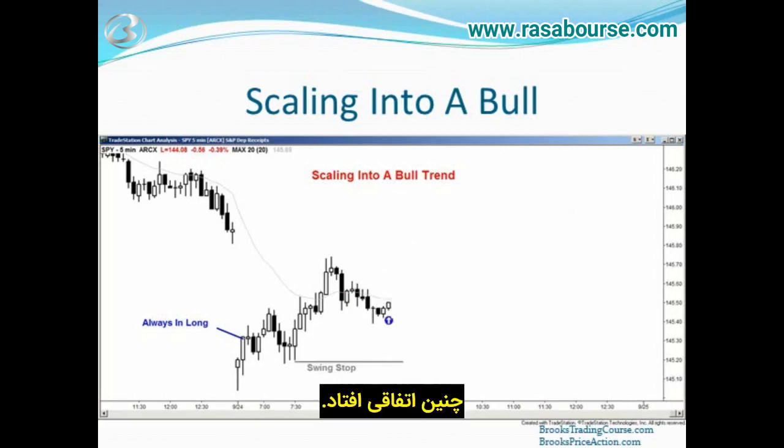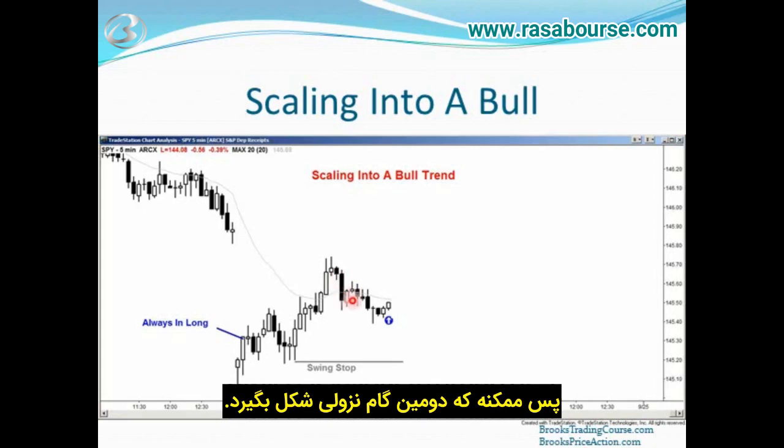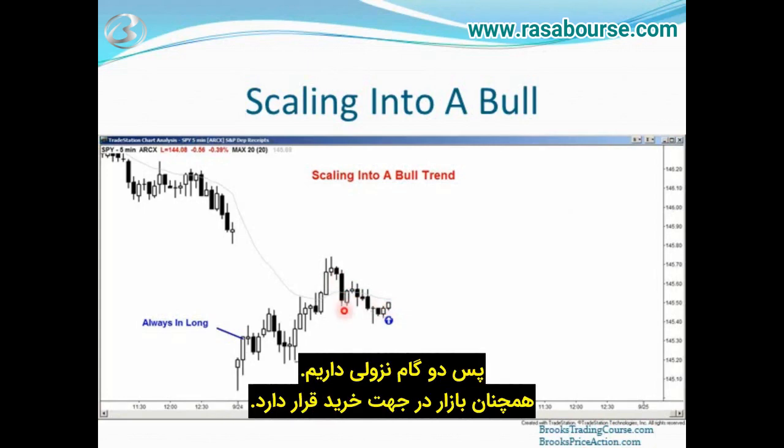Okay, this is what took place. Let's say the person decided not to take this buy, 2-bar reversal, thinking the breakout was strong enough, maybe we'd have a second leg down. And then they have this small outside up bar, basically a small 2-bar reversal, 2 legs down.